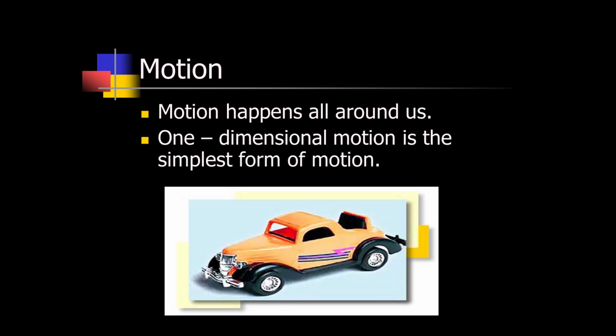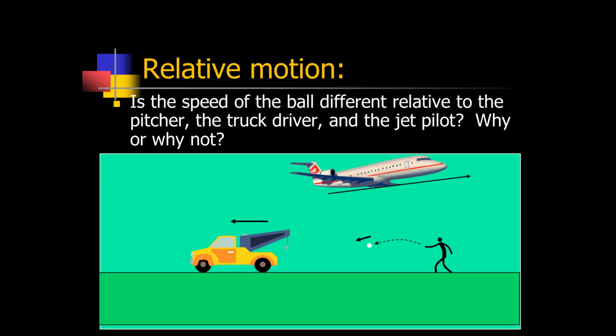One dimensional motion is the simplest form of motion. If the body is moving forward and backward, up and down, left and right, we will say that this is one dimensional motion. If we talk about relative motion, is the speed of the ball different relative to the pitcher, the truck driver and the jet pilot, why or why not? You can see a ball moving over here, with an observer, a pitcher, a truck driver and the jet pilot all looking at this ball. Will they observe the speed of the ball as the same or different, and what is the reason behind that?